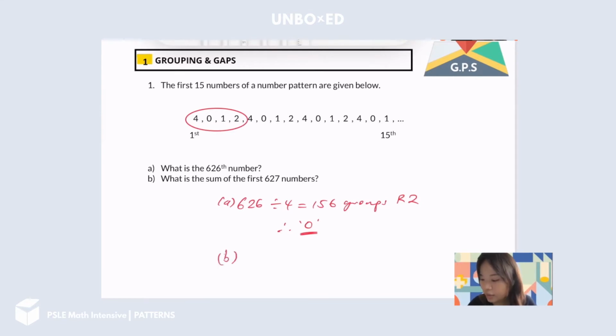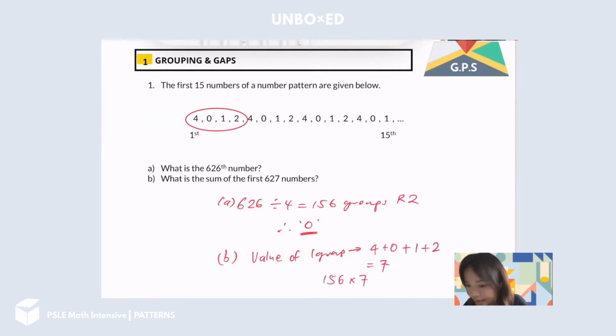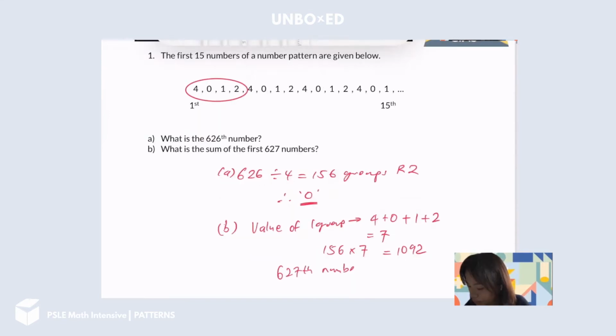Okay, next one. When it comes to the sum of 627 numbers, now, value of one group is 4 plus 0 plus 1 plus 2. Some people might feel that you don't need to write the 0, but I wrote it anyway. 4 plus 0 plus 1 plus 2 gives you 7. Then you know that there are 156 groups, so 156 times 7, what you'll get is 1092. It's the 627 numbers, so it's the third number. So what you need to do to 1092 is to plus 4, plus 0, plus 1. At the end of the day, you'll get 1098.